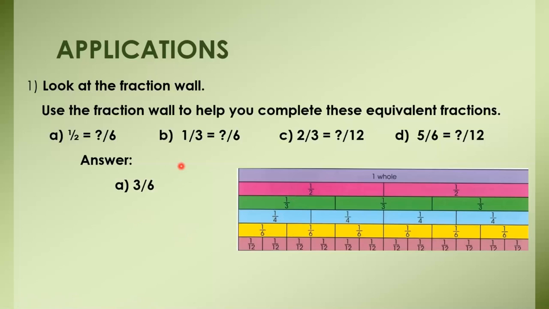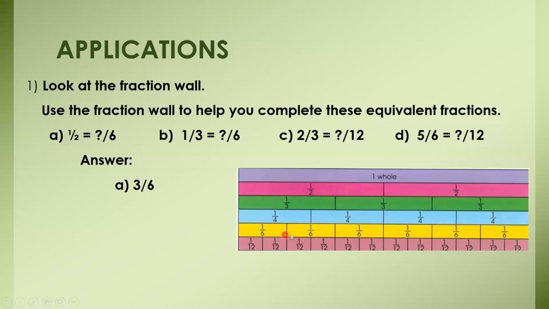Now, let's see the B part. 1 by 3 equals dash by 6. See, 1 by 3 starts from here and ends at here. Okay? Now, 1 by 3 in terms of denominator 6. So from here to here, the division is from here to here. So how many parts are here? 2 1 by 6s are there.